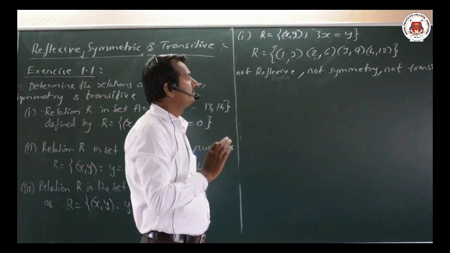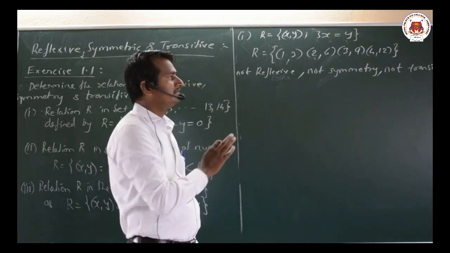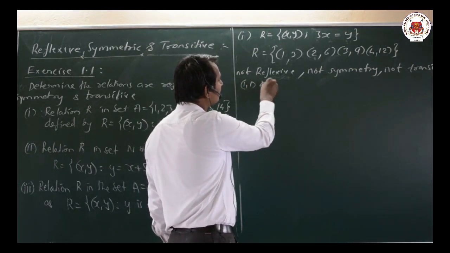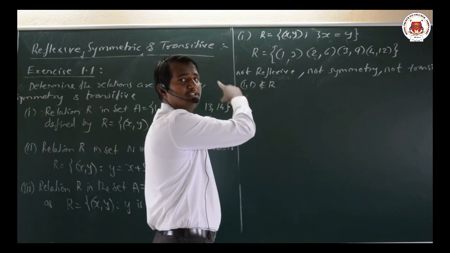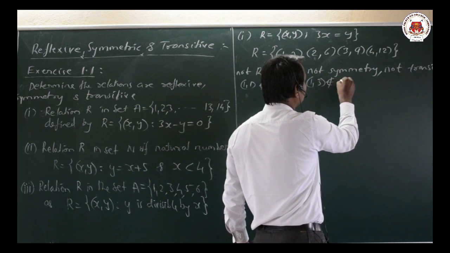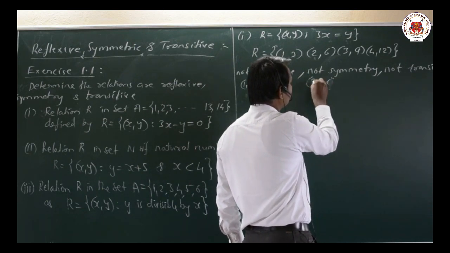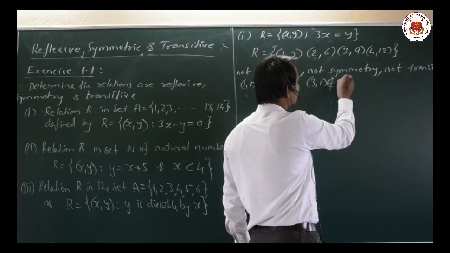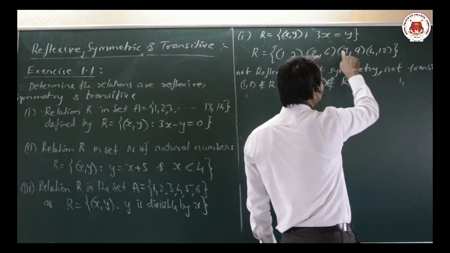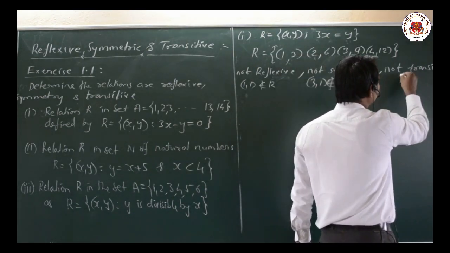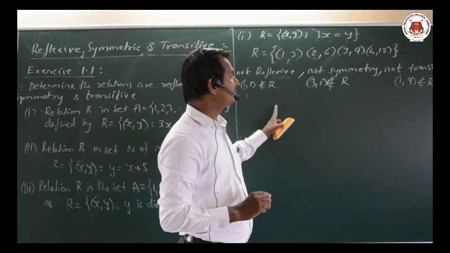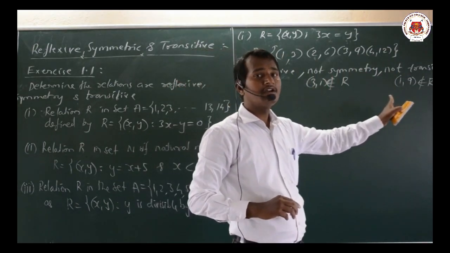In the examination he is asking in this manner, reflexive, symmetric or not. Not reflexive, why? Because (1, 1) does not belong to R. (1, 1), (2, 2), like this many you can write. Similarly, for not transitive, you can write (1, 3) is there, (3, 9) is there, (1, 9) does not belong to R. That is a simple reason to say that it is not reflexive, not symmetric, not transitive.